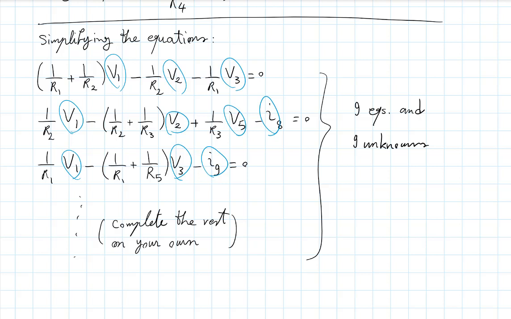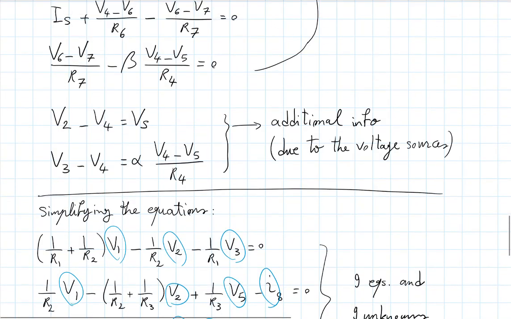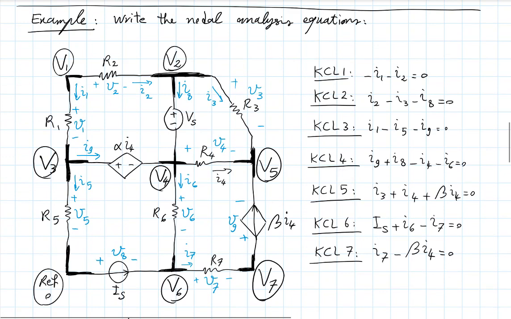We have the voltage of node V1, and whatever is multiplying it is 1 over R1 plus 1 over R2. Now, if you look at the circuit, it's interesting that node 1 is what R1 and R2 connect to. So that's something interesting to note. So in equation 1, which was KCL for node 1, the coefficient of V1 ended up being the sum of the inverse of the resistances that are connecting to node 1.